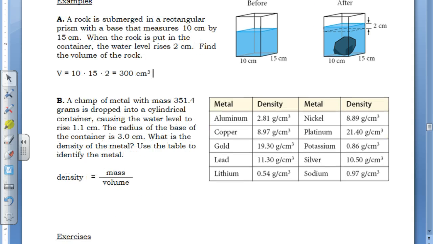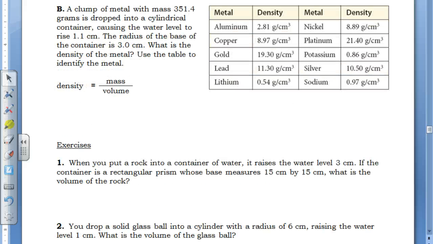The second thing we're going to talk about is density, and we're going to use the same idea. We're going to put a clump of metal into a cylindrical container, causing the water to be displaced. So we're going to use the same displacement method to get the volume. Once we have the volume, if we do the mass, which we have right here, the mass divided by the volume will tell us the density of the object, and we can use a density table to figure out what the metal is. So we'll start with the volume.